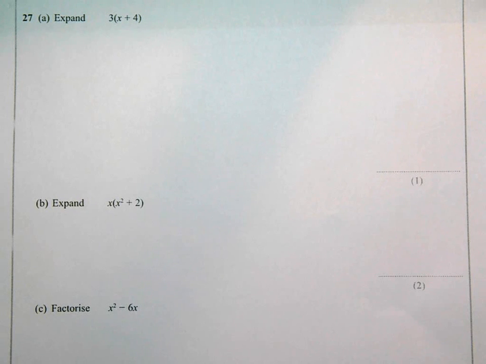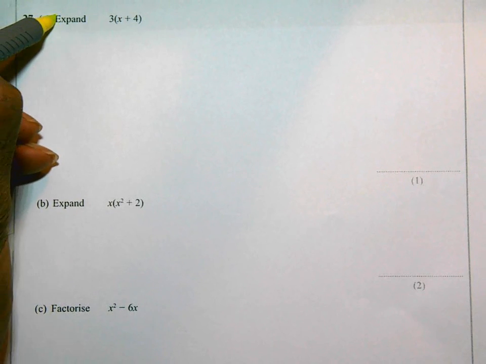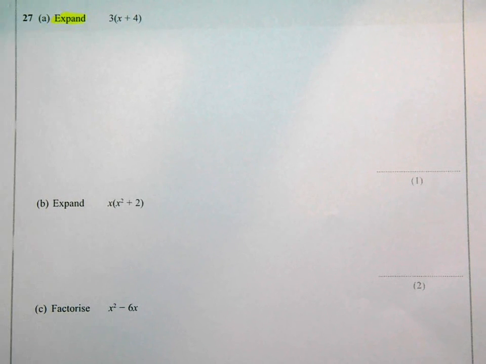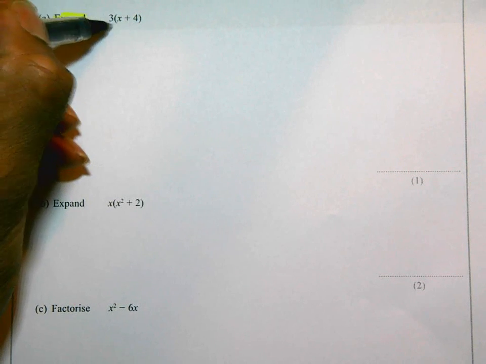This is question 27 on the Foundation Calculator paper. So this is one of the first really serious algebra questions on this paper. The question says expand. Expand means to multiply out. So everything inside the bracket I'm going to times by the number outside.